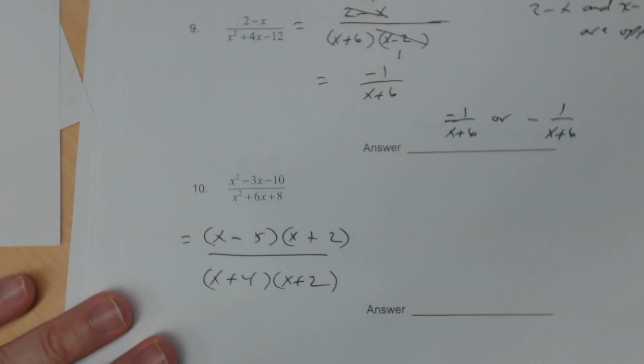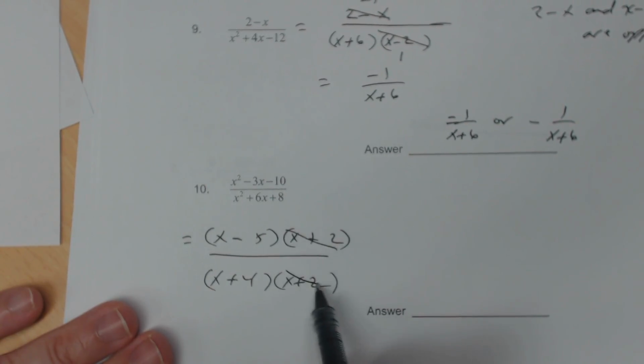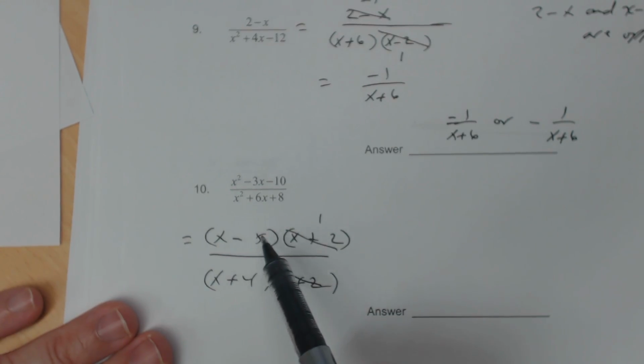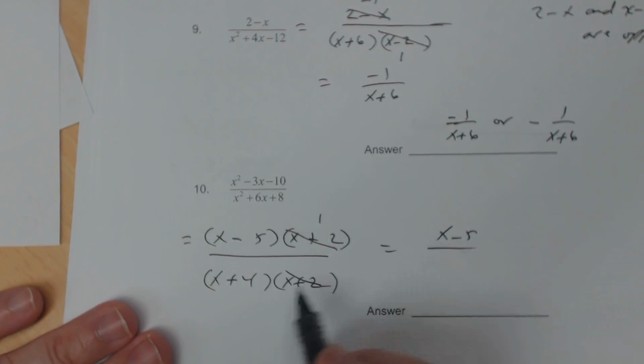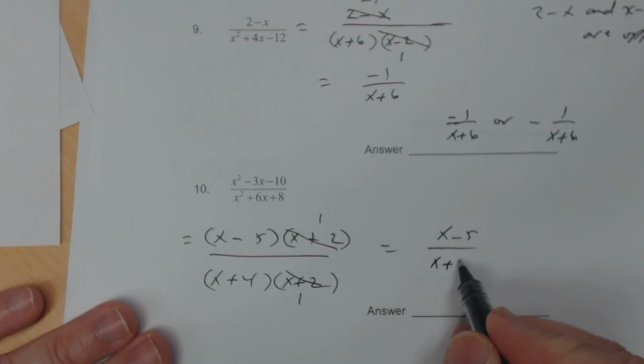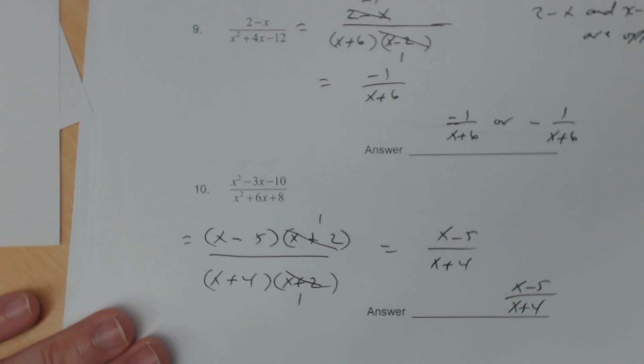All right, so we factored both numerator and denominator. And now let's reduce. The only ones I can reduce are these. And remember, when you reduce them, you're left with factors of 1 in their place. So we have x minus 5 times 1 is x minus 5. x plus 4 times 1 is x plus 4. And there's your answer: x minus 5 divided by x plus 4. Okay, so that's going to take care of this set.